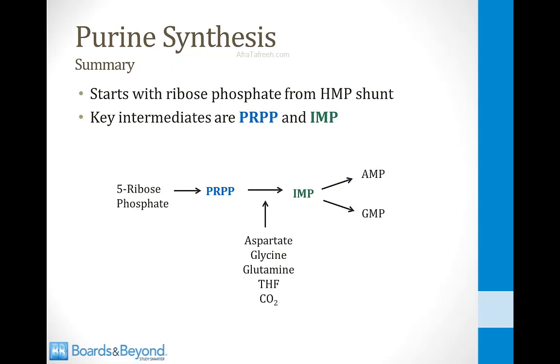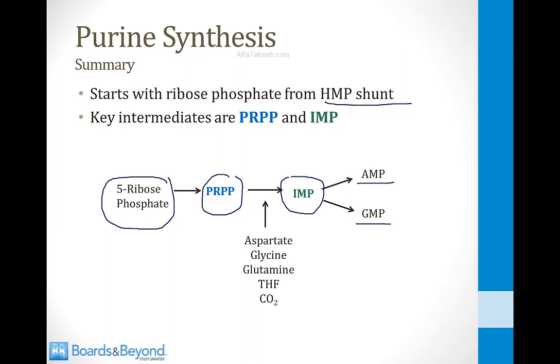So here's a summary slide of the key points to remember about purine synthesis. The process begins with a 5-ribose phosphate molecule, which comes from the HMP shunt. The key intermediates are PRPP and inosine monophosphate, and IMP can be converted into the final products of AMP and GMP. And this whole process involves the use of amino acids like I've shown here, and also tetrahydrofolate and carbon dioxide. There are, of course, many more steps than what I've shown here. You can look these up in a biochemistry textbook if you wish. What I've shown you on the screen are the most important steps to know for step 1 of your boards.